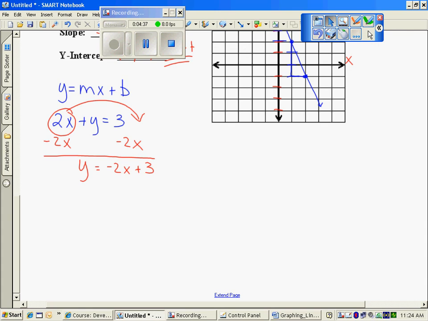So what you need to note is that your equation is in y equals mx plus b form before you ever try to identify the slope and the y-intercept.